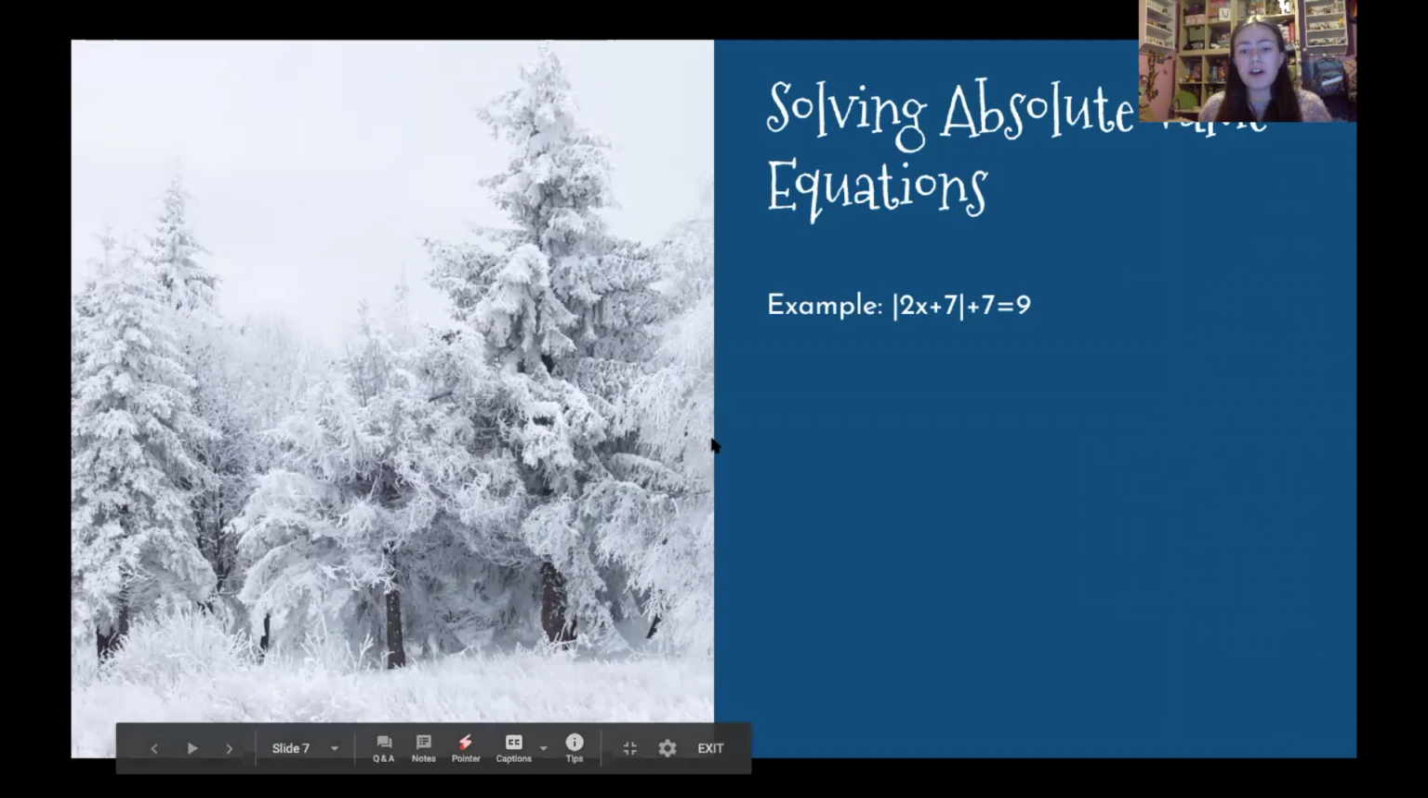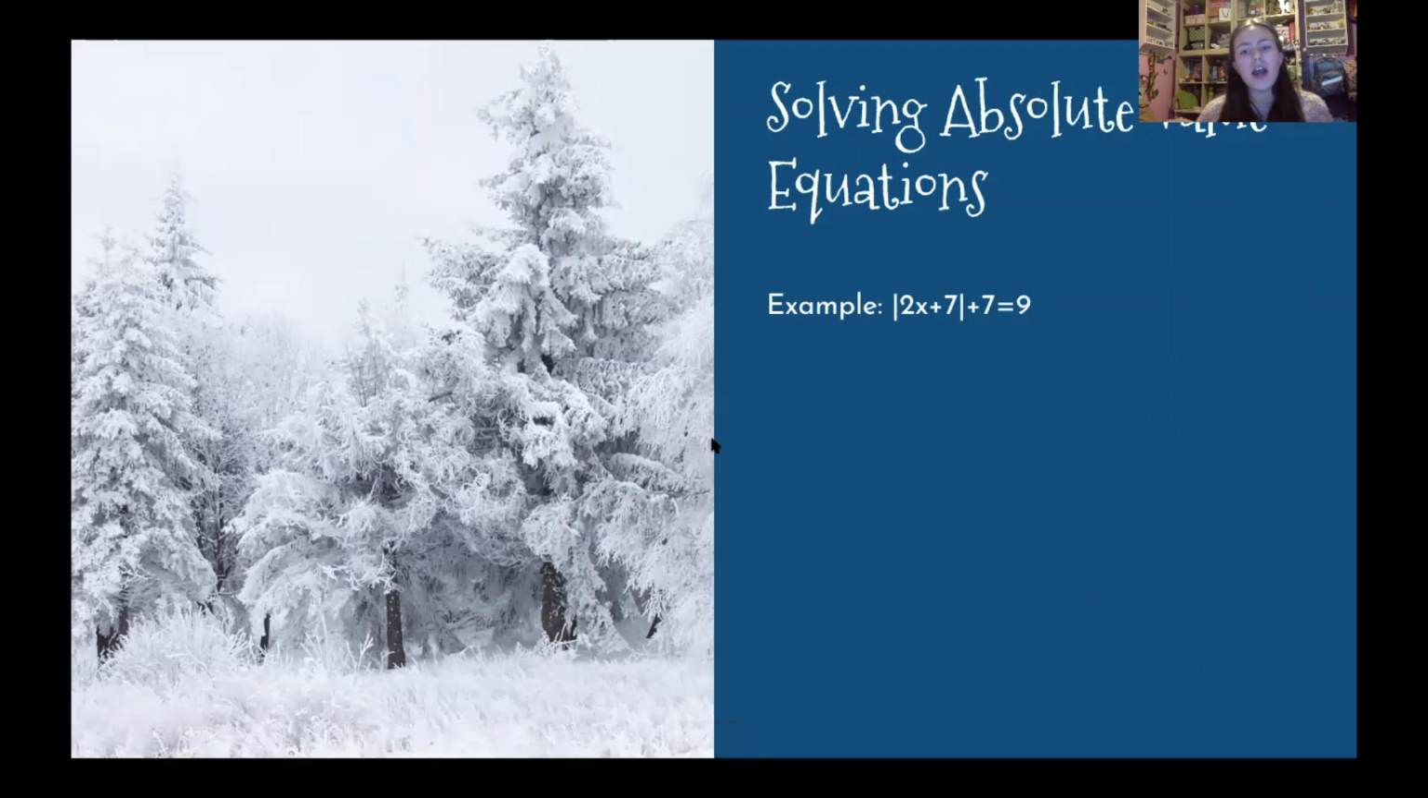Solving absolute value equations. If you don't already know, absolute value is the distance from 0. So negative 6 would be, how far away is it from 0? It's 6 away from 0. So the absolute value of negative 6 would be 6. So now let's put absolute value into equations that you're trying to solve for x or the variable.